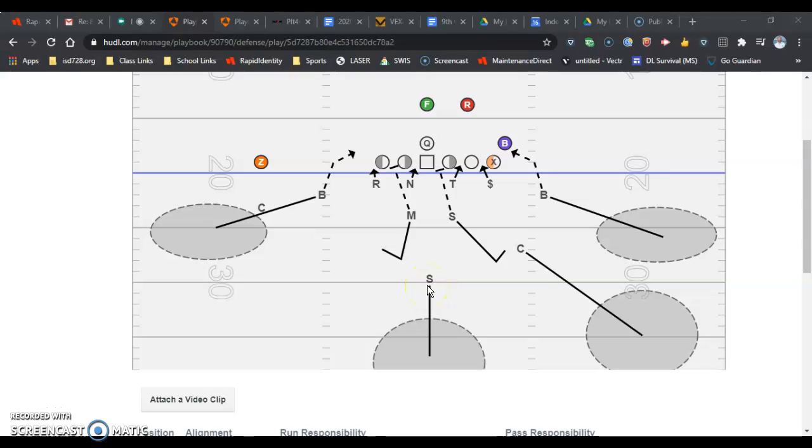Hey fellas, in this video I'm going to talk about the three levels of our defense, our base defense, and I'm also going to talk about the difference of spill, force, and lane players.